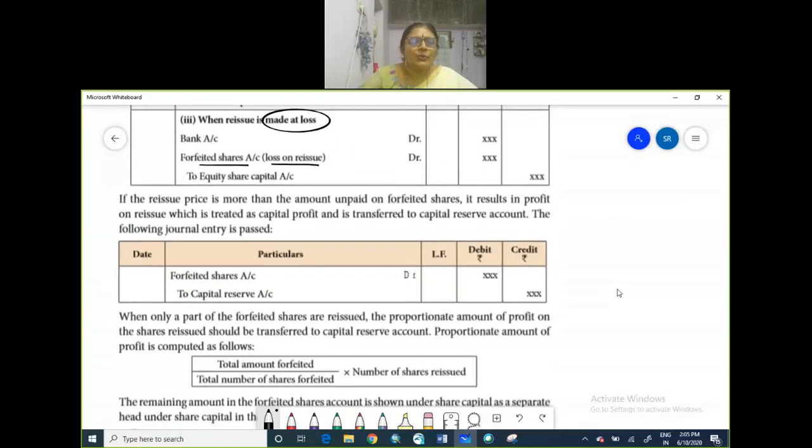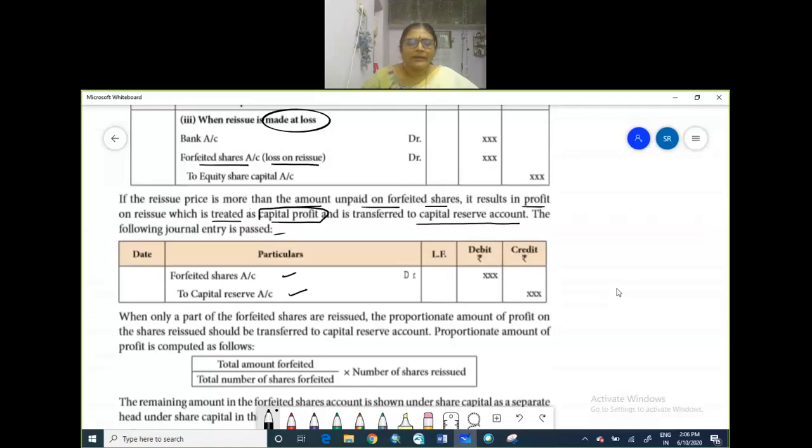If the reissue price is more than the amount unpaid on forfeited shares, it results in a profit on reissue, which is treated as a capital profit. And the capital profit is transferred to the capital reserve account. This is the journal entry passed: forfeited shares account debit to capital reserve.